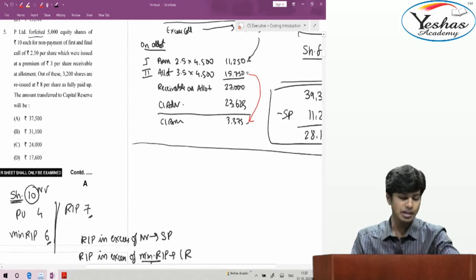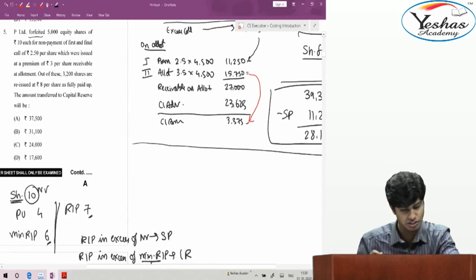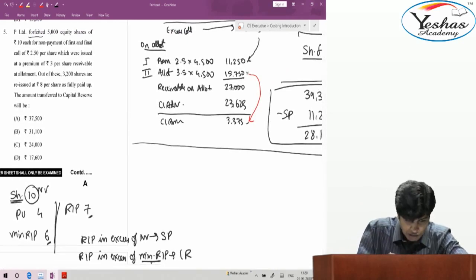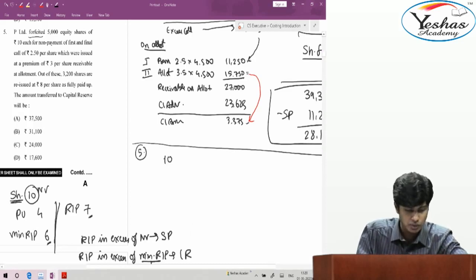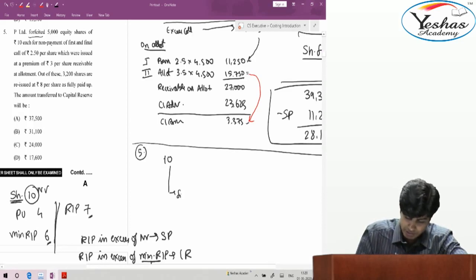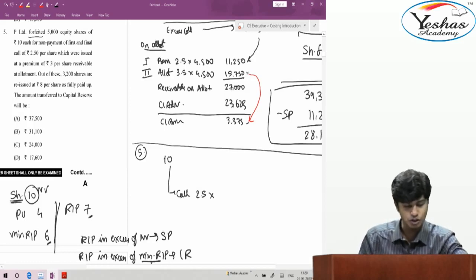Come on, let's go. P Limited forfeited 5,000 shares of rupees 10 each. This is question number 5. Shares are of rupees 10, against which non-payment of final call of 2.5. So final call, I'll write it as call. Call of 2.5 was not paid. Okay, issued at 3 rupees premium.